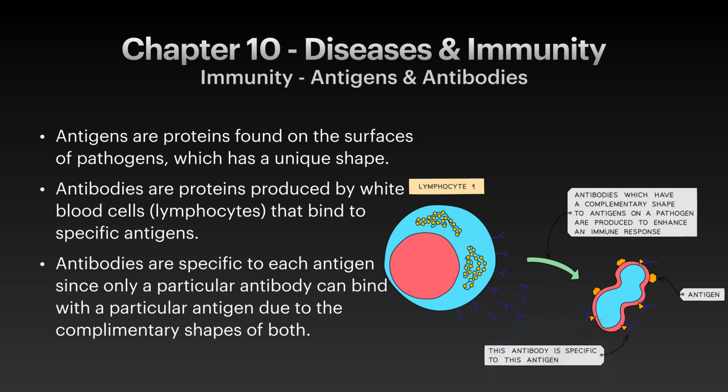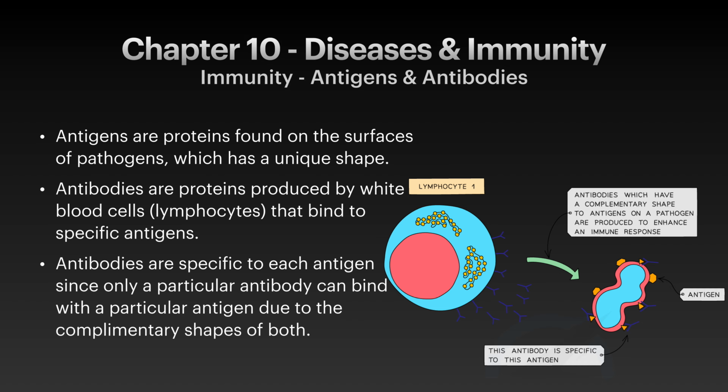Now let's explore how your immune system fights back when pathogens enter the body. White blood cells are the key defenders. Let's understand two key terms before we dive in: antigens and antibodies. Antigens are proteins found on the surface of all cells, including pathogen cells. Each type of pathogen has unique antigens. Think of them as identification tags.